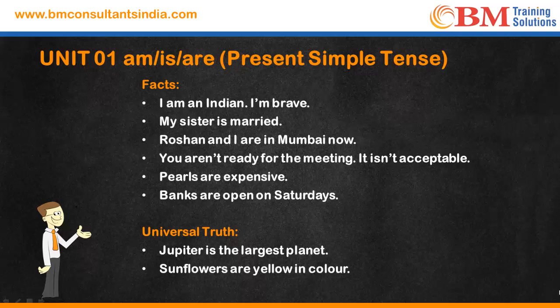Sunflowers are yellow in color. For sunflowers, again we'll use they. With they, we'll use are. They are yellow in color. Sunflowers are yellow in color. Our body is 90% water. For our body, the pronoun that we use is it. With it, we use is. It is 90% water.